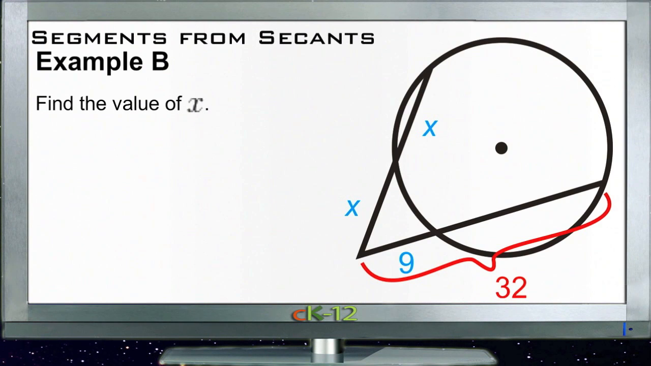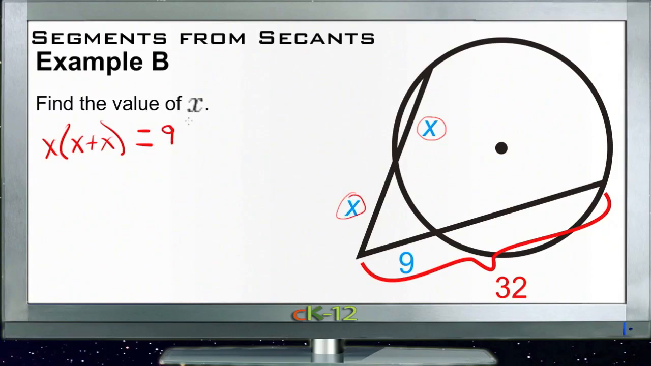Example B again says find the value of x. Now this one's similar, not quite the same. We have two segments here that we don't know. So we're going to have x times x plus x, and that'll be equal to, now we have the whole length here all in one shot, and we have just the short length.